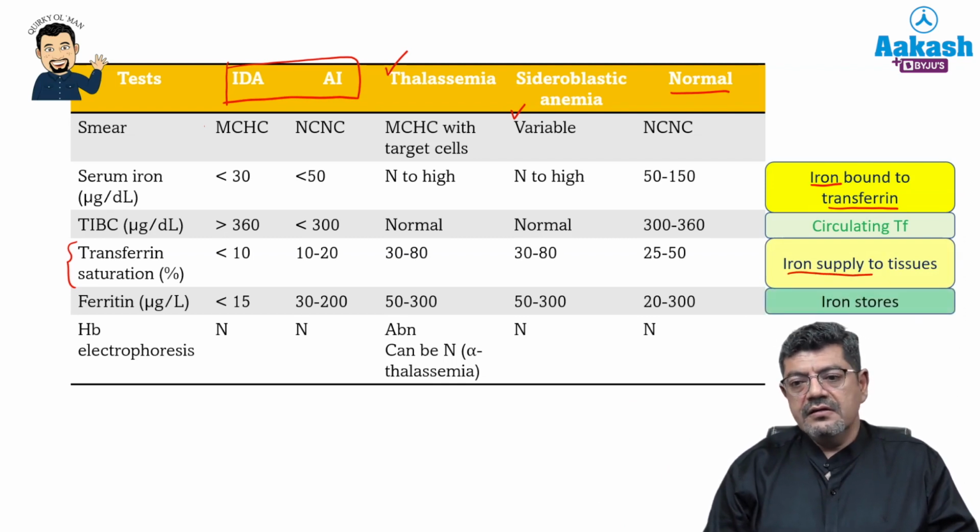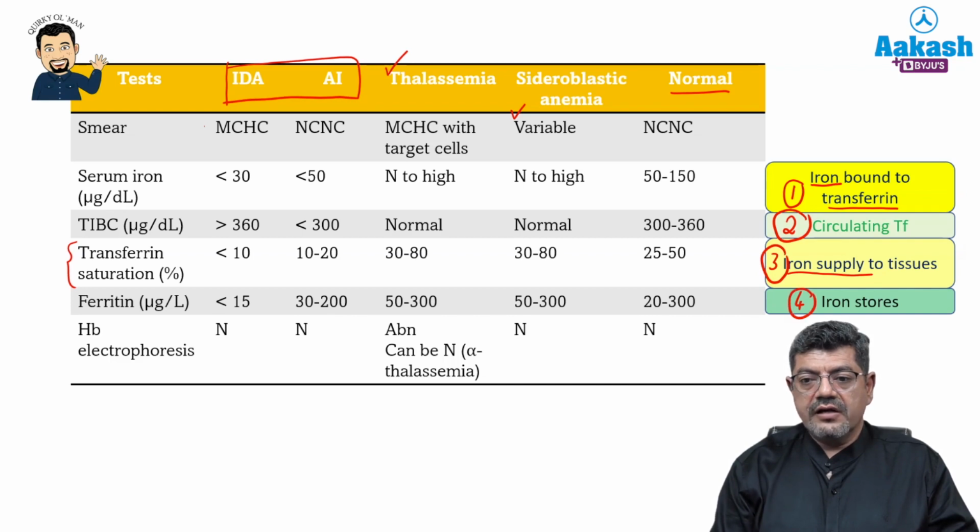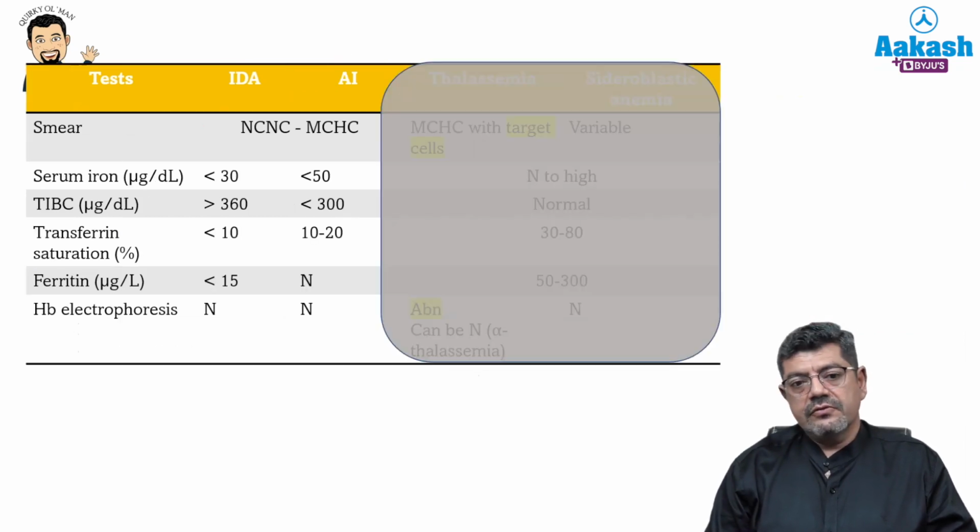Okay, ferritin reflects iron stores, right? So all those four individually are questions for you. Serum iron represents iron bound to transferrin. TIBC represents circulating transferrin. Transferrin saturation represents iron supply to tissues, and ferritin, of course, you know that already, is reflective of body iron stores, right? So all those are potential questions for you, right?